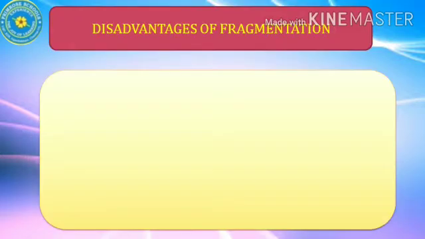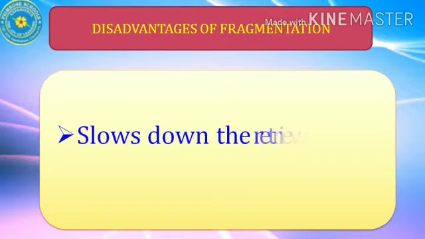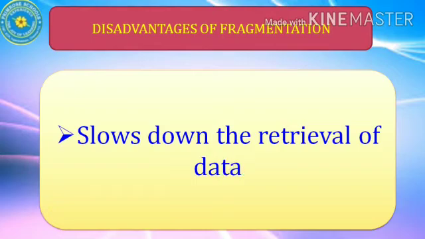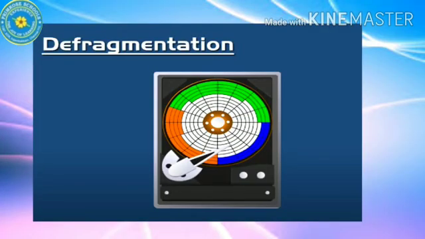Now, what are the disadvantages of fragmentation? The disadvantage of fragmentation is that it slows down the retrieval of data. Because it is stored in a scattered form, it is a very slow process to retrieve the data. In order to arrange the fragmented data and consolidate it into a contiguous area of the disk free space, we use a process called defragmentation.